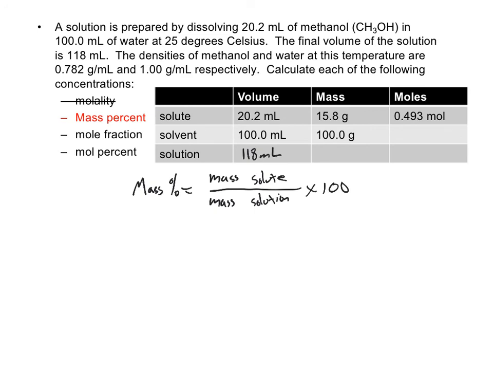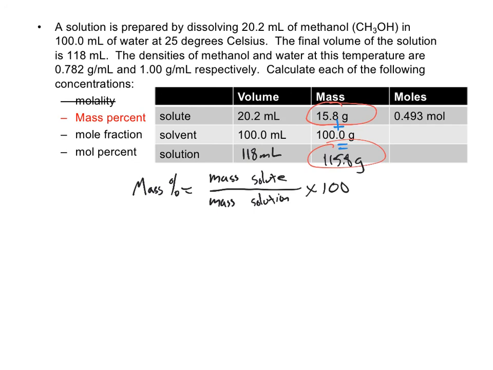And so the information I need is the mass of the solute and the total mass, right? And I already have the mass of the solute. I just need the total mass. And finding the total mass is easy. I can just add the mass of the solute and the mass of the solvent. Masses are additive. So the total mass is going to be 115.8 grams. So getting the mass percent, then I have everything I need.